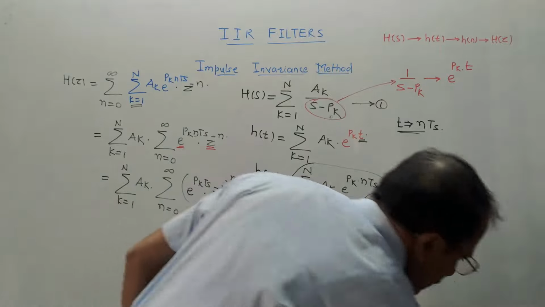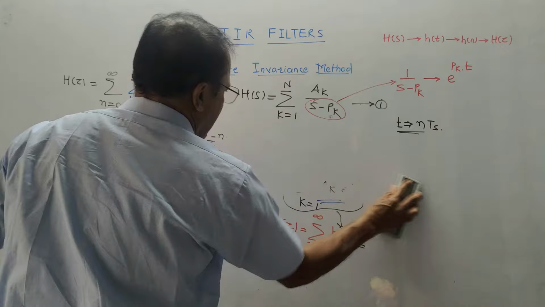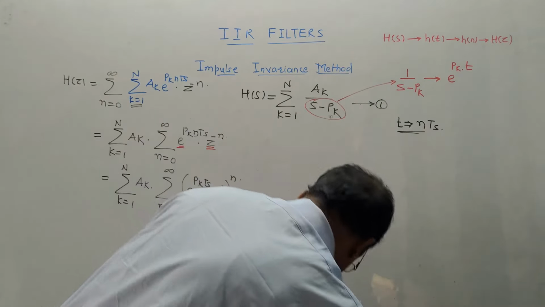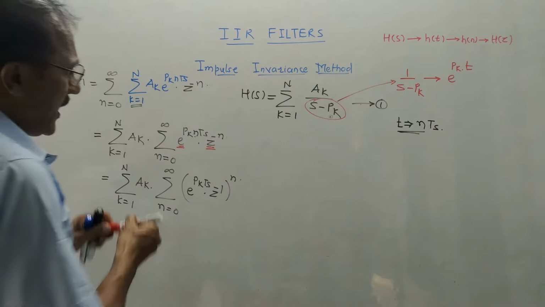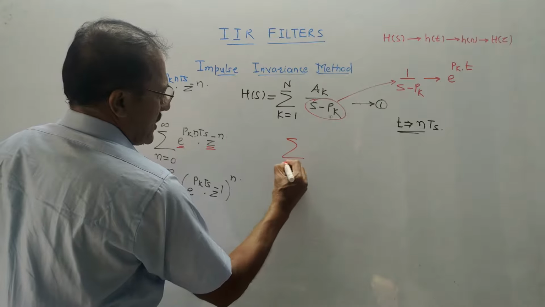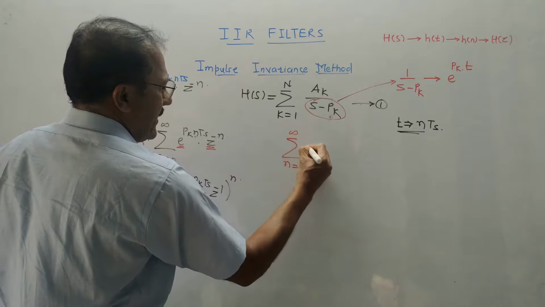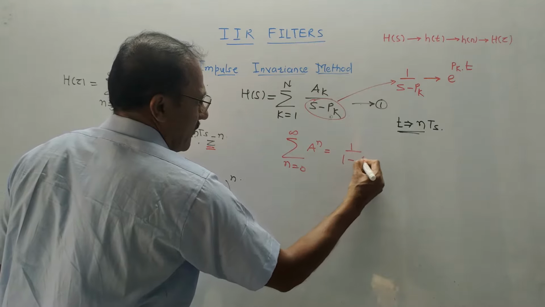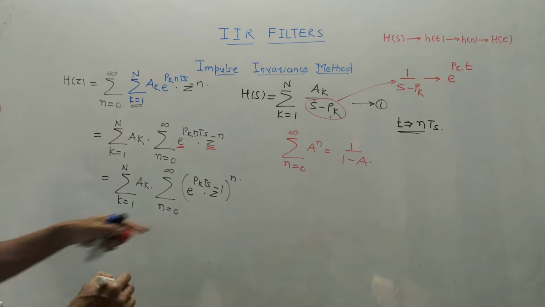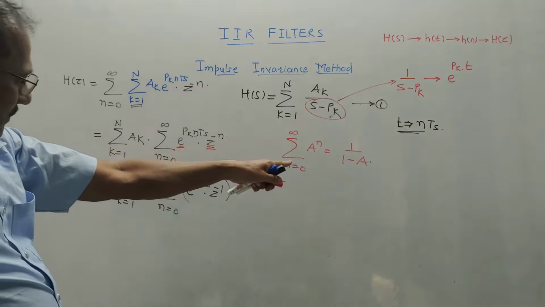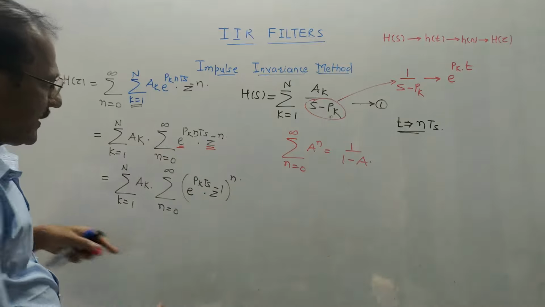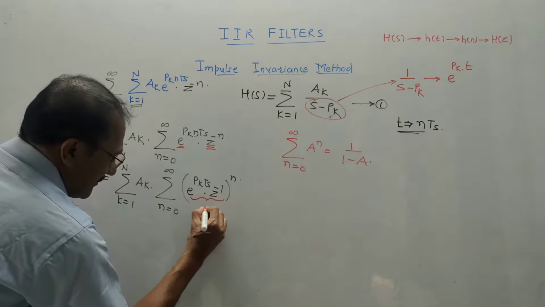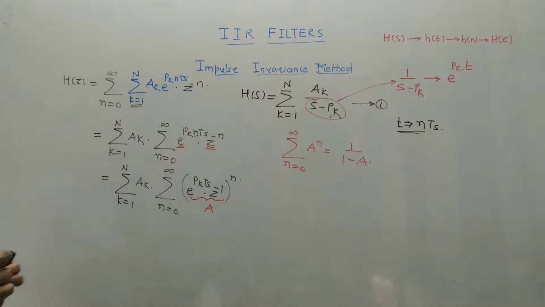Now we need to make use of one identity, a mathematical identity. See, if we have the equation summation n 0 to infinity a raised to n, its answer is 1 upon 1 minus a. So this is the formula which I need to implement over here. So this bracket term represents value of a.